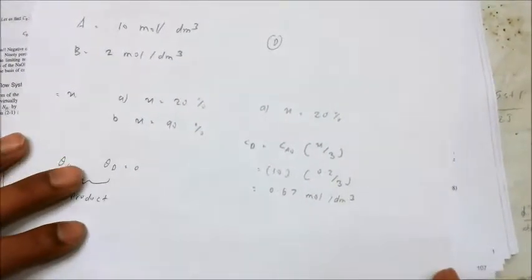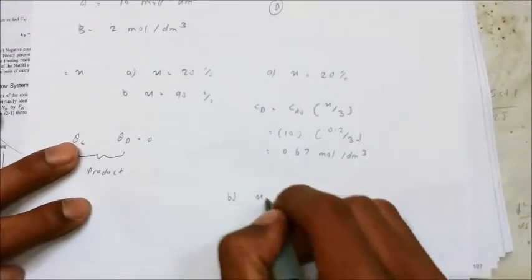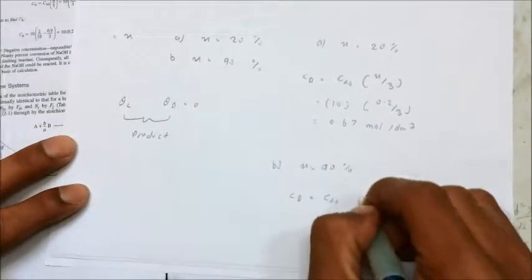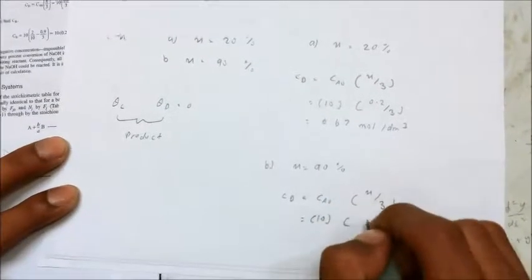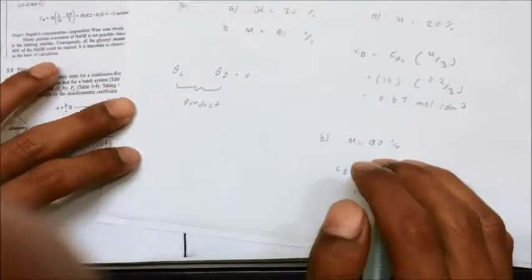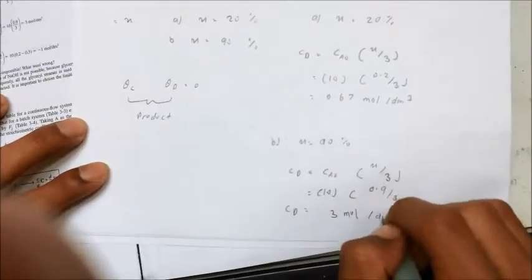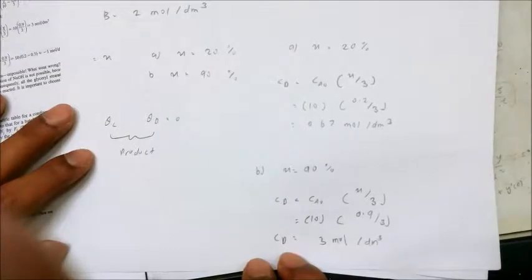Okay, and then at 90% for part B, X equals 90%. CD is equal to CA0 X over 3, the same equation, but in this case X is changed to 0.9. So we get CD equal to 3 mole per dm cube. Okay, we get the remaining CD equal to 3 mole per dm cube.